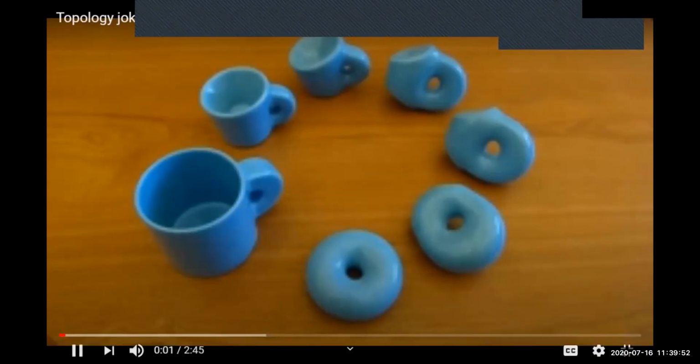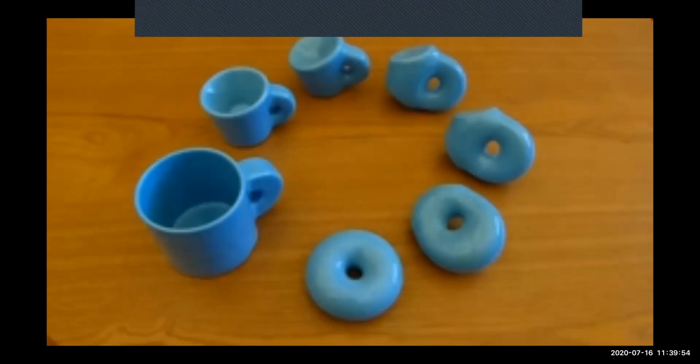Hi, my name is Henry Segerman. This is Topology Joke. This is joint work with Keenan Crane.